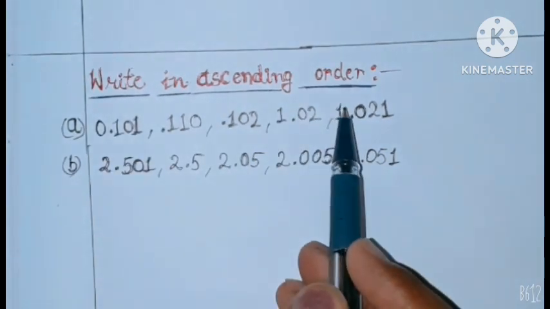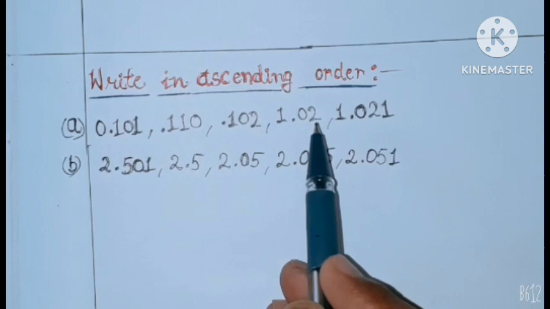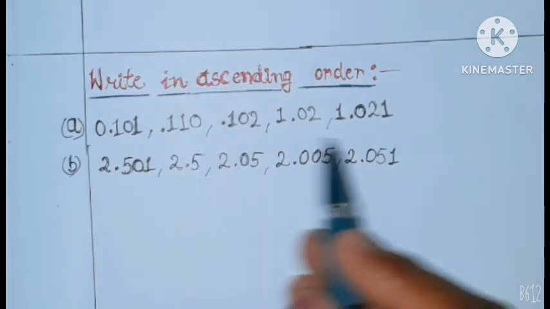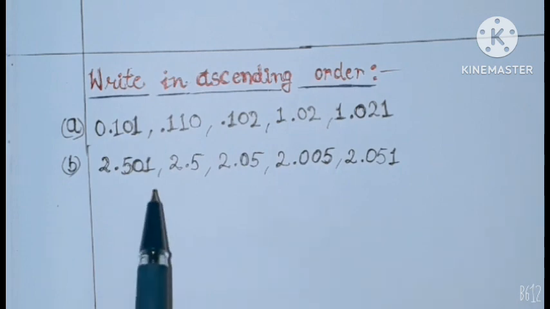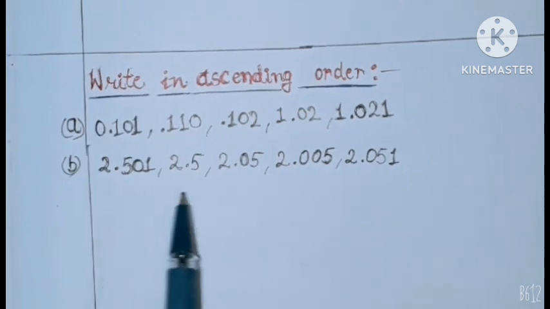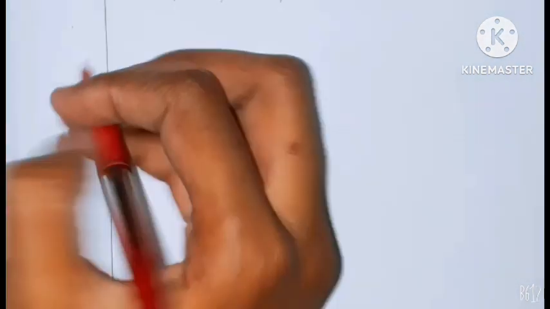So here we have two questions of write in ascending order, and I'm going to solve both of them in this video. So let's start. The questions are given in decimal fraction. So rewrite the questions one by one. Let's write the first question.